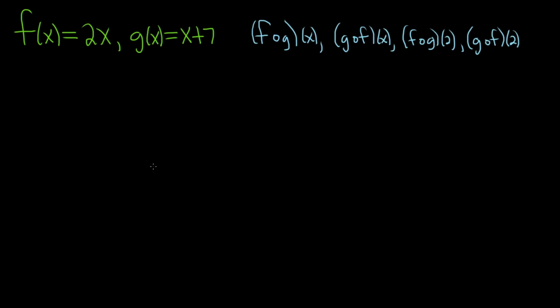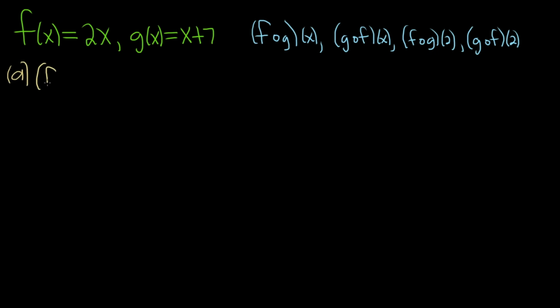Good luck. In this problem, we have to compute various different things. So we have f of x equals 2x, and g of x equals x plus 7. The first part wants us to find f of g of x. Let's go ahead and work through that.